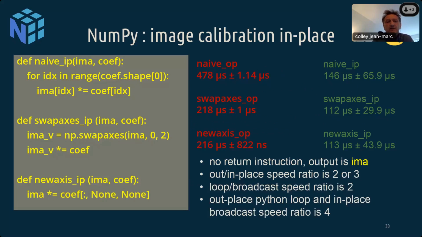We can now write the three versions of the in-place calculation. As you can see, there is no return instruction. The output is the variable IMA. In red, you have the timing for the out-of-place function version, and in green, the timing for the in-place function version. So we can see the out-of-place to in-place speed ratio is 2 or 3. The loop to broadcast speed ratio is 2, and the global ratio is 4.